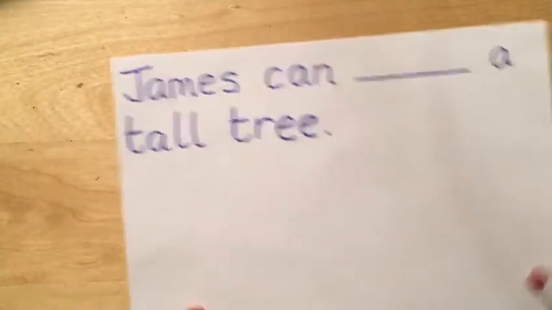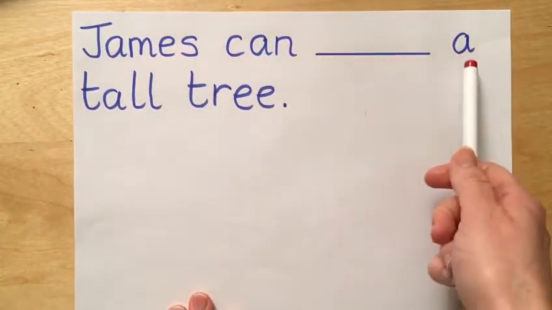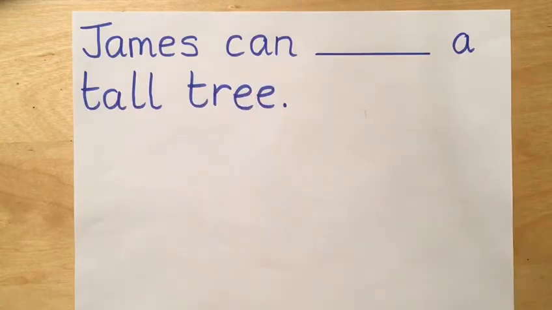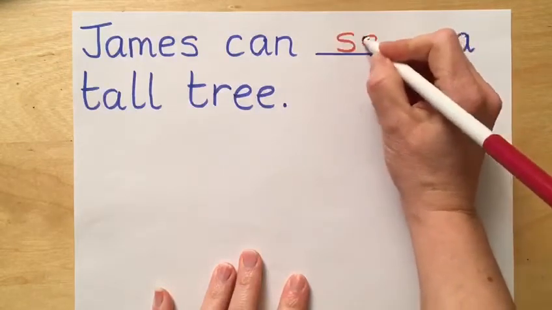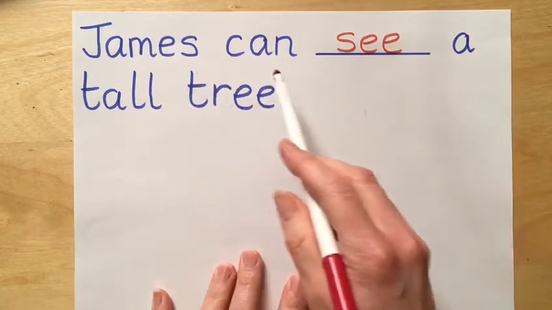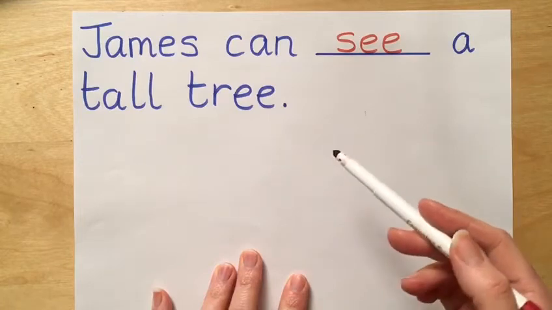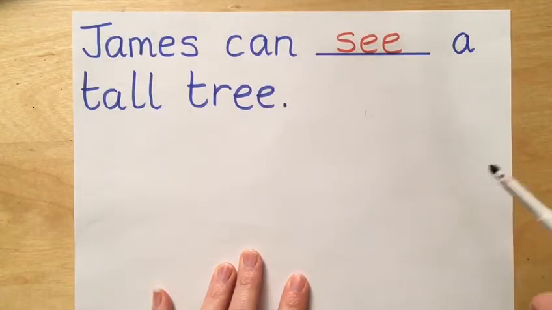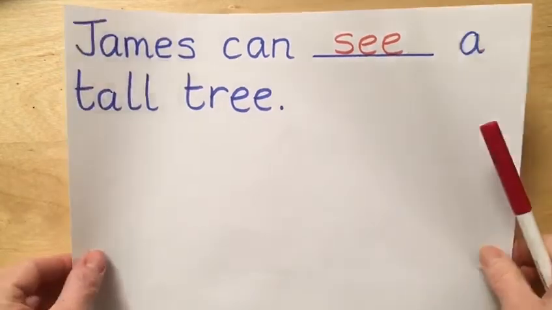Right, what word could we put in there, in that gap? James can something a tall tree. It could be a selection of words we could put in there, but I'm putting in the word see. Right, it isn't an ing word because it isn't happening now. James can see a tall tree. Okay, so he could see the tall tree. He can see the tall tree from his bedroom window, but that's something that's happening all the time, not just now. Okay, let's go into the next one.